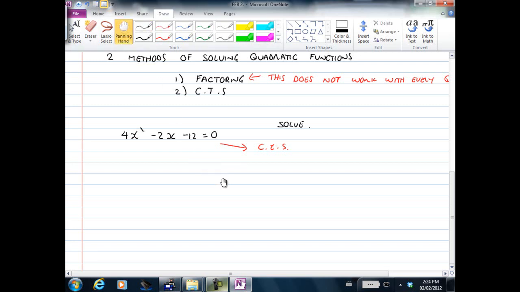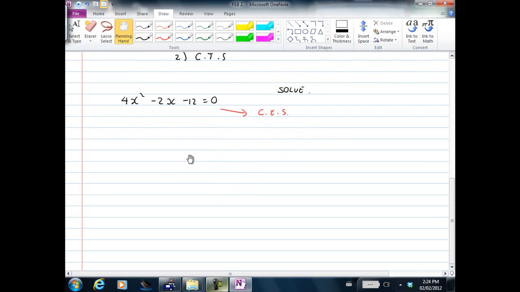A lot of you probably forgot how to factor, so I'm going to give you a quick refresher. The first thing you should look for is this: 4, 2, and negative 12. Let's pull out a common number right now to make your life easier. 2. So let's factor out the 2. I can pull out the 2 right now. 2 times x squared minus x minus 6 equals 0.